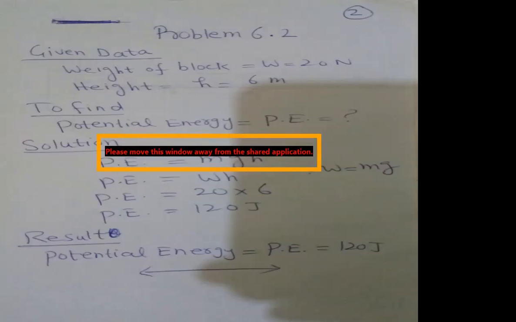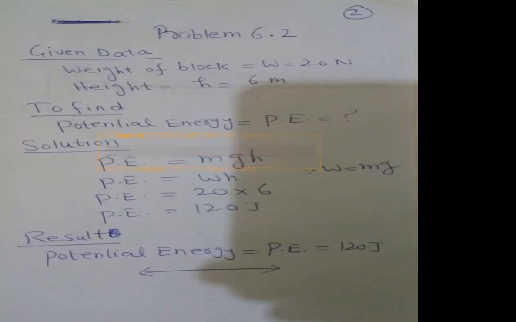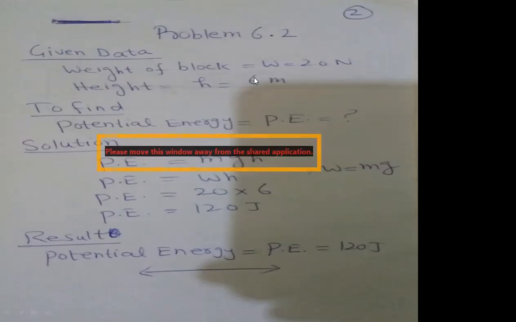I repeat the statement. A block weighing 20 Newton is lifted 6 meters vertically upward. Calculate the potential energy stored in it. So I will write the data first. Weight of the block is W, and W is given to me as 20 Newton, and height H is equal to 6 meters. We need to find out potential energy, and potential energy is noted with PE.